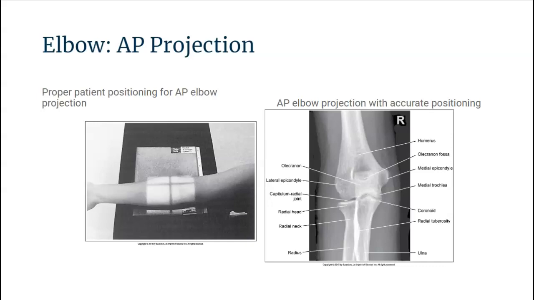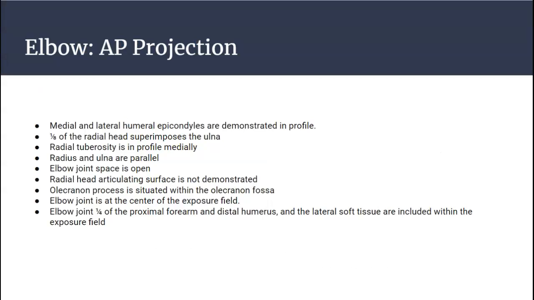The elbow joint is at the center of the exposure field. The elbow joint, 1/4 of the proximal forearm and distal humerus and the lateral soft tissue are all to be included within the exposure field. I have included those image analysis guidelines within the presentation.